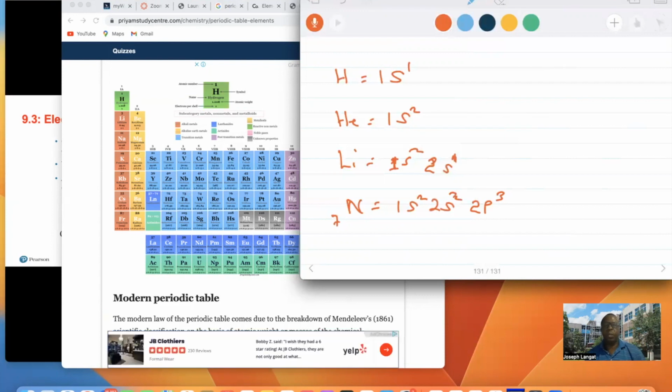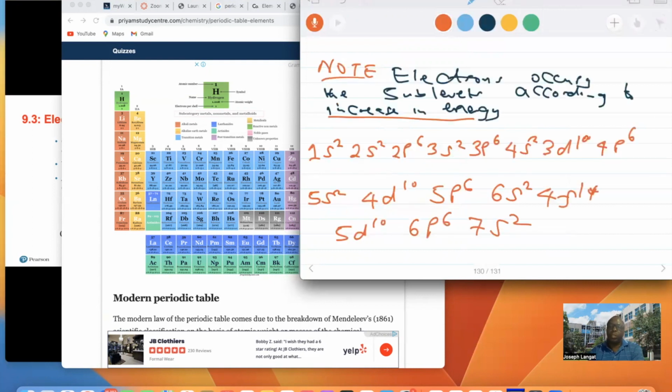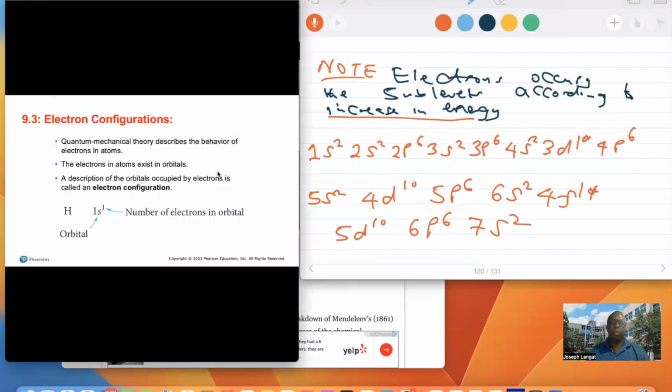You do this by reconciling the atomic number with the sum of the exponents in this sequence or pattern in which the electrons are placed in subshells of an atom, or rather, how subshells are occupied by electrons in an atom according to increase in energy. So that's how you write the electron configuration for an element.